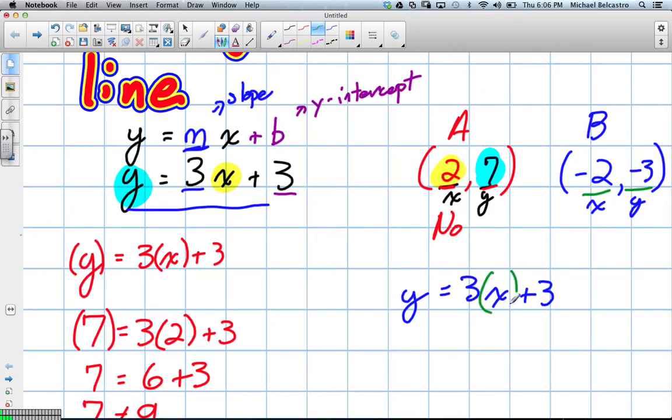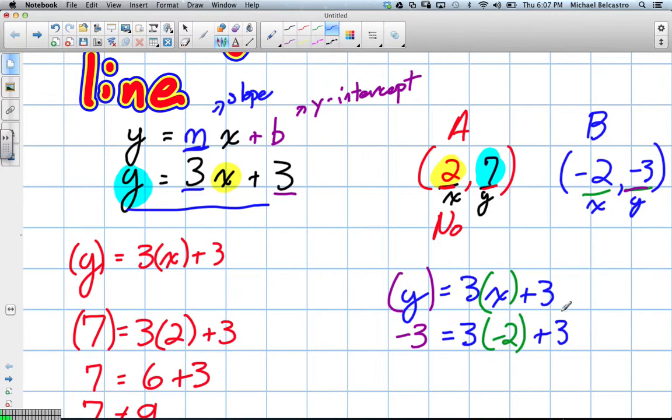We'll replace the x with -2, and do purple for the y, and the y with -3. And we're going to test the exact same thing again. Okay, so this one's going to read -3, replace the y with that, is equal to 3 multiplied by, and we replace the x with our -2, plus 3.